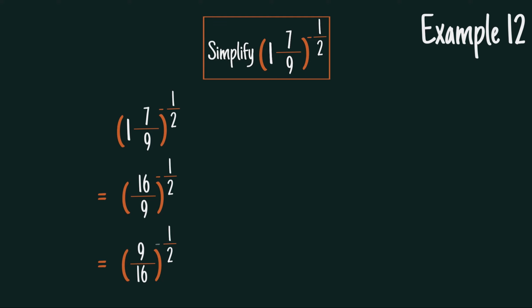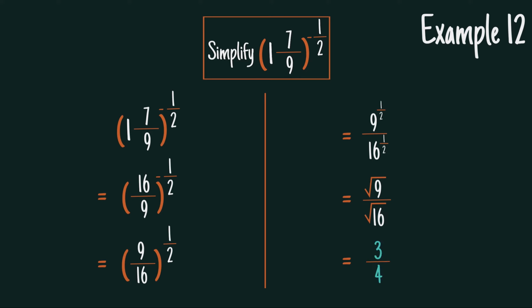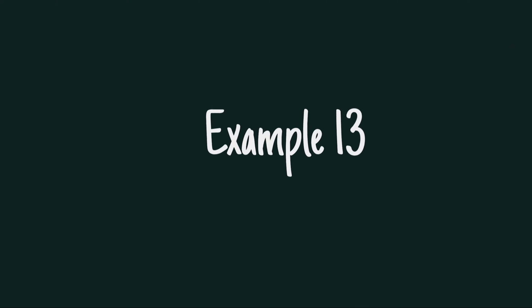Then, we flip the fraction and remove the negative signs. And square root the individual numbers using the fourth law. With that, we will get 3 over 4 as the answer. Let's move on quickly to the next example.